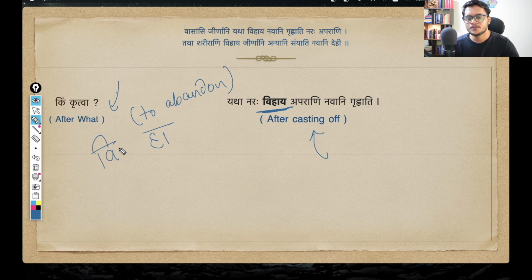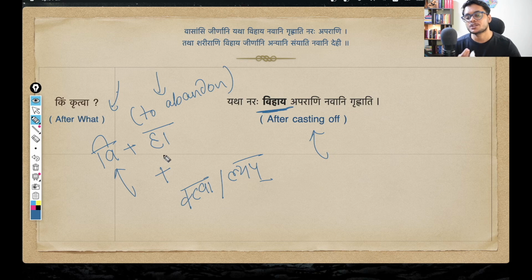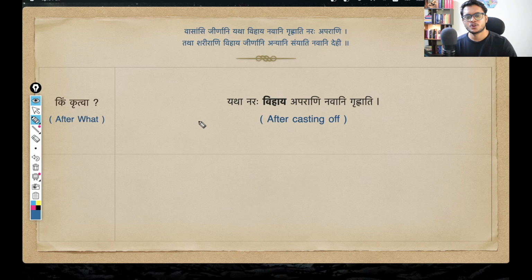This dhatu here is with an upsarga, with a prefix vi. So vi ha. And now I want to convey that after doing this kriya, after abandoning, after casting off. So we know we can use either this twa pratyay or we can use the lyap pratyay. But since we have an upsarga, a prefix with the dhatu, we cannot use twa pratyay, rather we will use the lyap pratyay. And we also know that for this lyap pratyay, only this ya remains. So vi plus ha changed by lyap pratyay becomes vihaya. Okay, giving the sense that after abandoning or after casting off. So I hope this is clear.